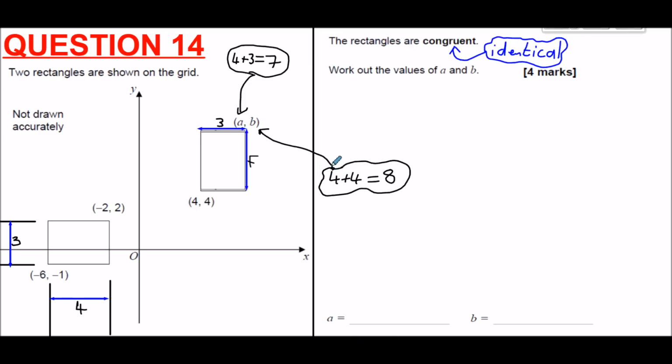Not the easiest of questions, to be honest, at all. But ultimately A would be 7, and B would be 8. You would get some marks along the way though if you correctly worked out the dimensions of a rectangle. So getting something is better than not understanding or not attempting the question at all.